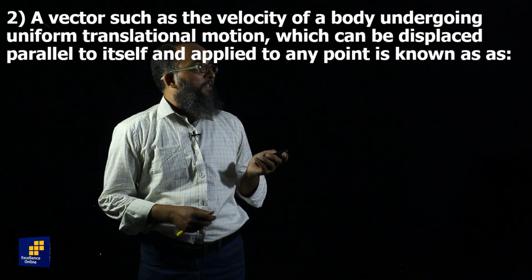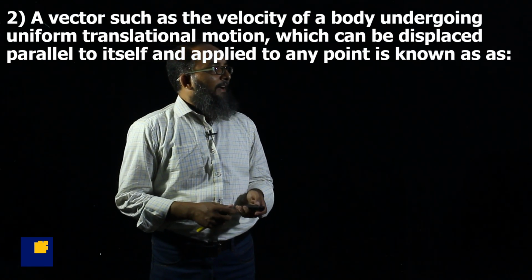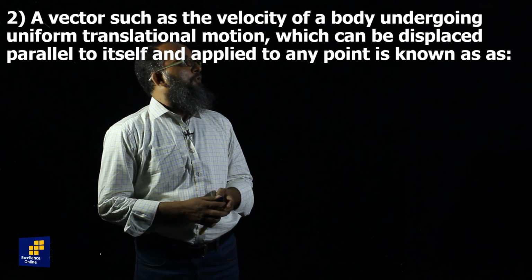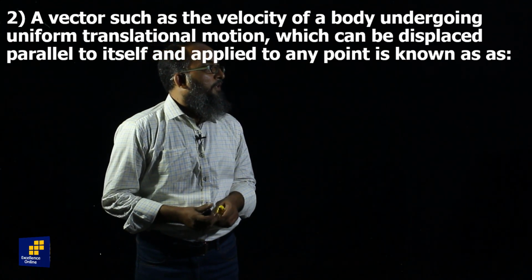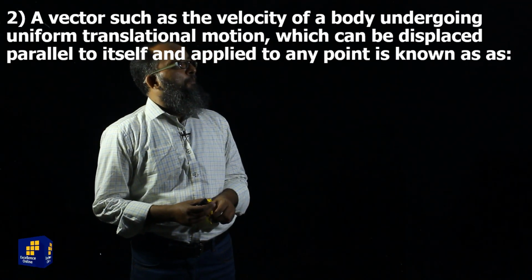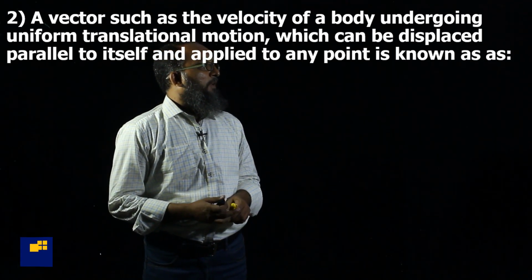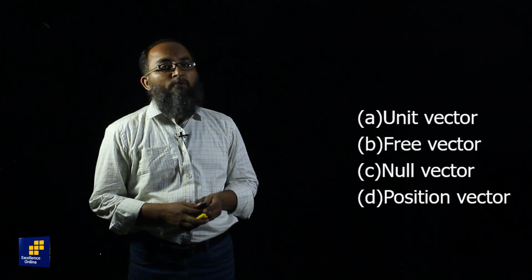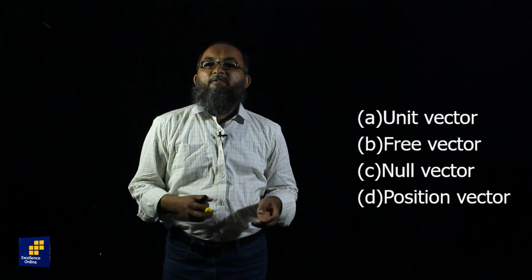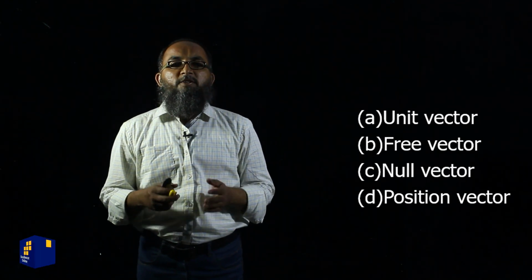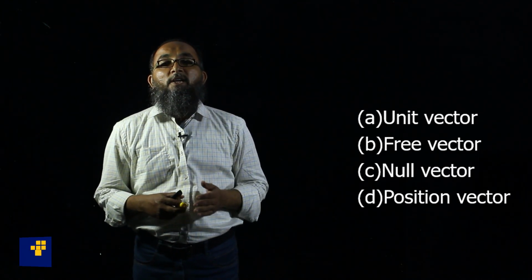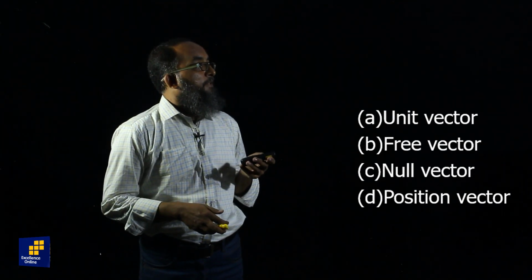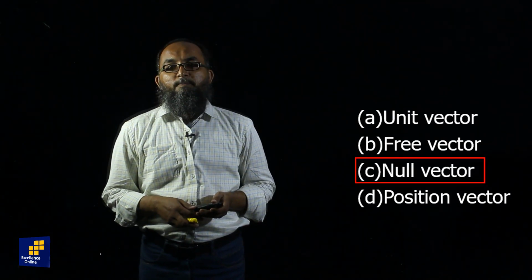The next question is here on the screen. A vector such as the velocity of a body undergoing uniform translational motion which can be displaced parallel to itself and applied to any point is known as. The options are here on the screen. Students, by definition, a vector that can be displaced parallel to itself is called free vector. So the correct option is B, free vector.